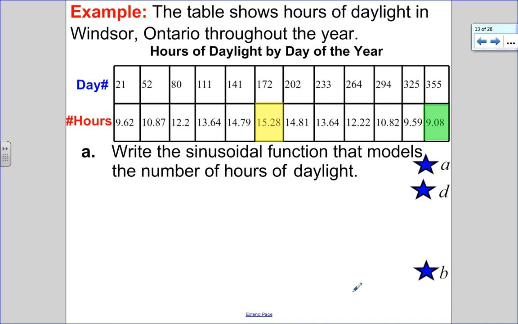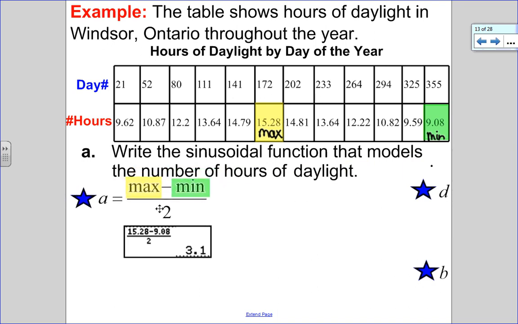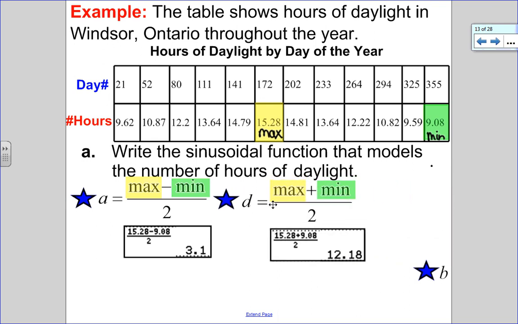So we have day number of the year and number of hours. You'll notice I highlighted two parts here. I highlighted this because it was the maximum hours of daylight on my table, and this because it was my minimum number of hours of daylight on my table. So I'm going to use those max and min to find my a and d value. My a value is going to be max minus min divided by 2, a value of 3.1. My d value is going to be max plus min divided by 2, and that's my d value of 12.18.